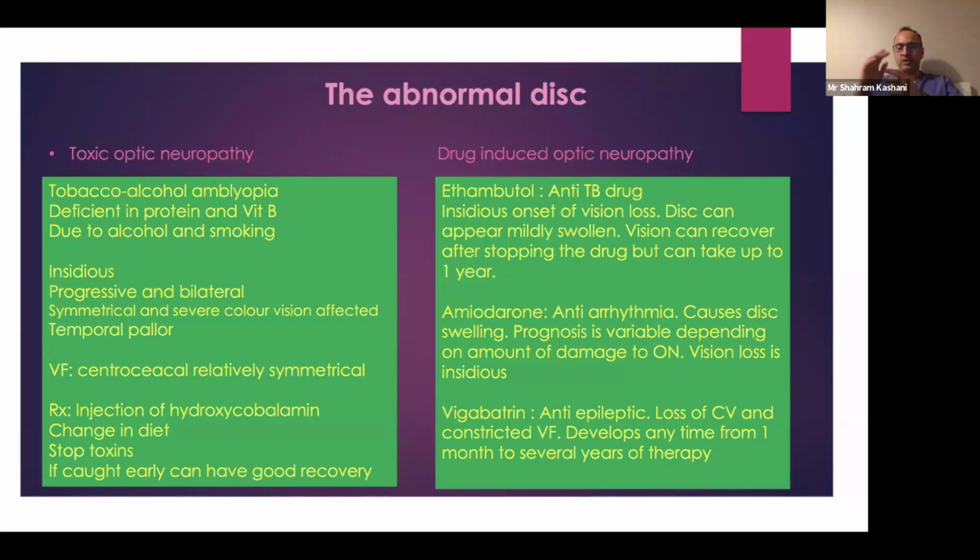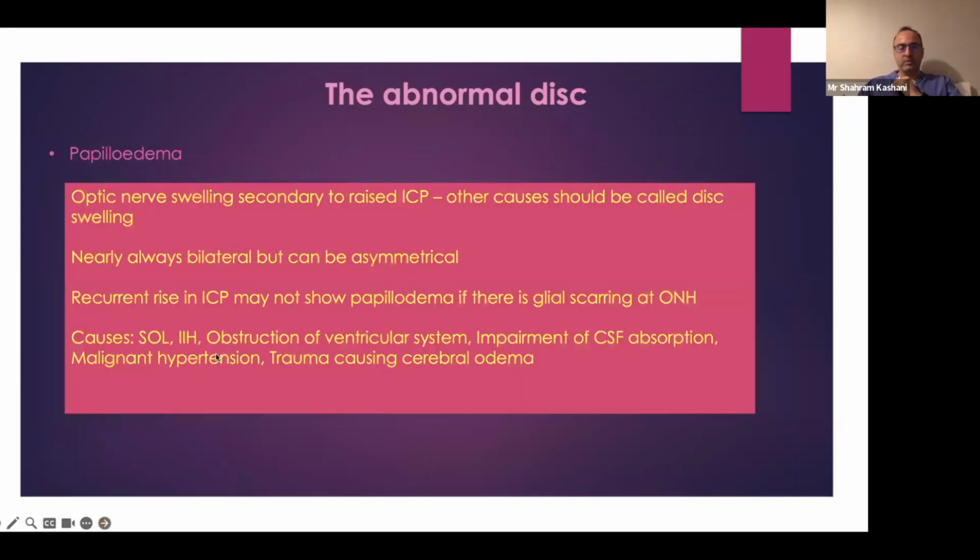And then there are certain drugs like anti-TB drugs, antiarrhythmic drugs like amiodarone, ethambutol, and things like that that can affect the nerves. So that will be clear in the history, but just be aware of that.